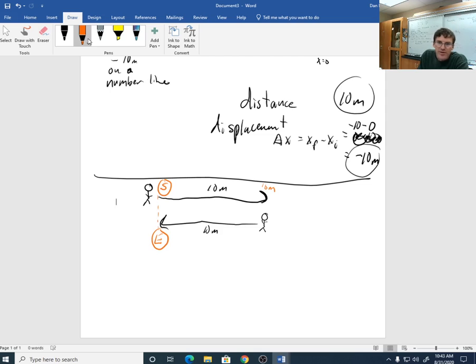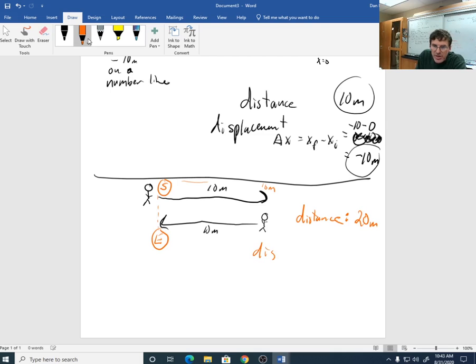If you want to pause the video recording and tell me what you think the distance and displacement are, wonderful. All right, so how far did we go? What is the distance traveled? Well, we went 10 and we went 10. That's 20 meters is the distance traveled.